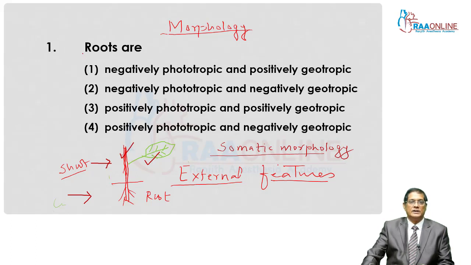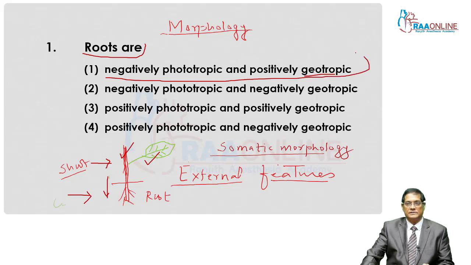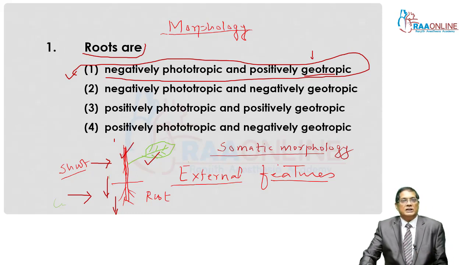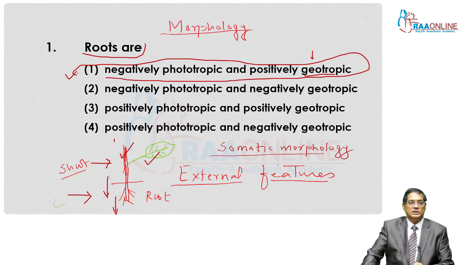Now question number 1 is concerned with the root. Roots grow in the direction of gravity, that is away from the light, so they are negatively phototropic, but in the direction of gravity, so positively geotropic. So the first option is correct. The response is positive towards gravitational force and negative to light.